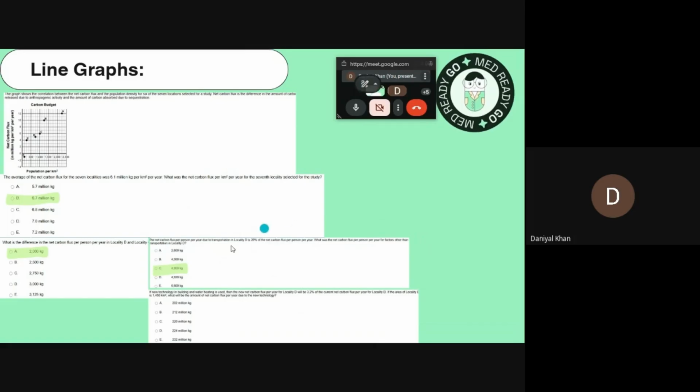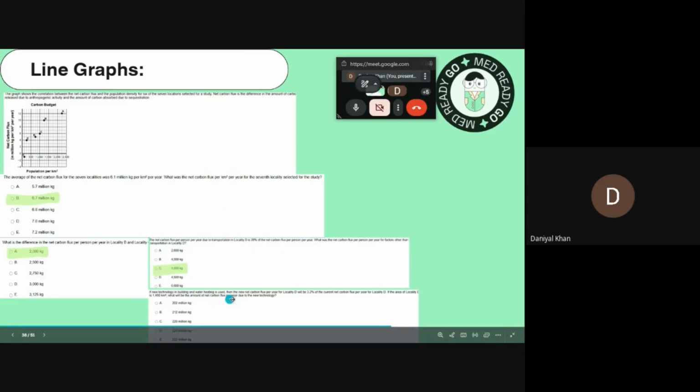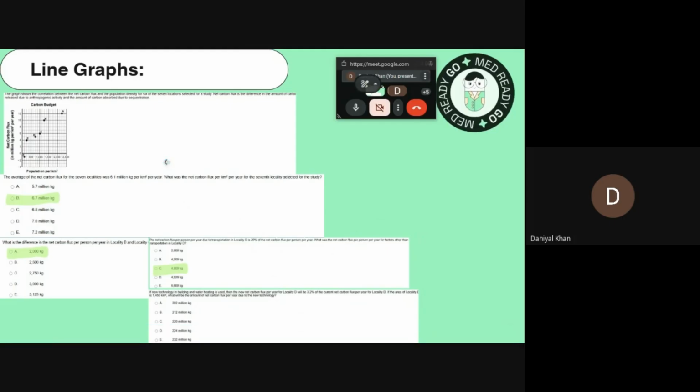Moving on to the next question. If new technology in building and water heating is used, then the new net carbon flux per year for locality D will be 3.2% of the current net carbon flux per year for locality D. If the area of locality D is 1,400 kilometers squared, what will be the amount of net carbon flux per year due to the new technology? So you have the value here is 5 million. It's 3.2% of that. So if you use your multipliers, 3.2% as a decimal is 0.032.